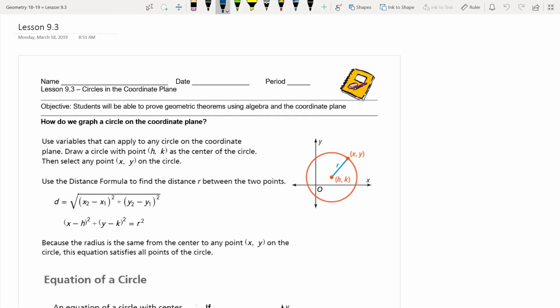Mr. Marone here. You are into lesson 9.3, which is going to be a brand new one for you. This is all about circles, which we have not gotten to yet. That'll be our next chapter. But we're going to look at them in the coordinate plane. So we're going to stick with our coordinate plane theme here.